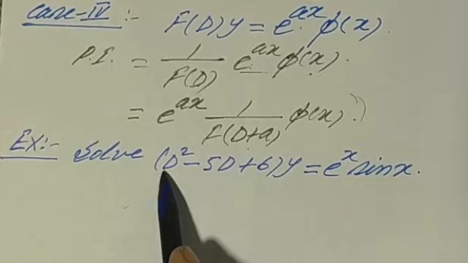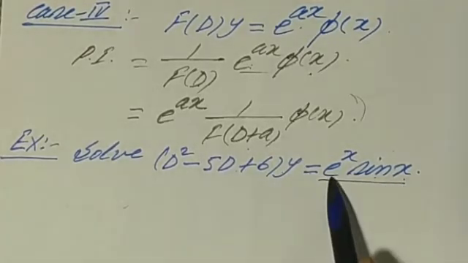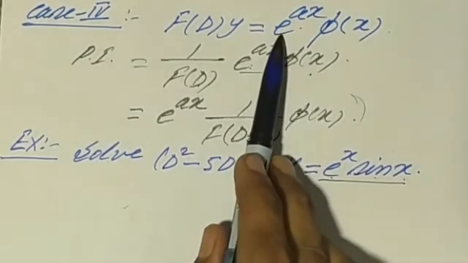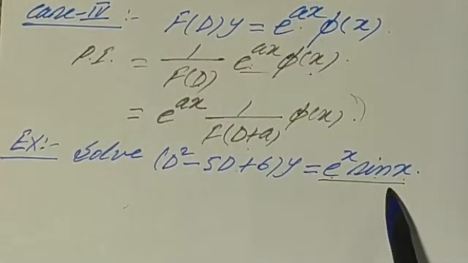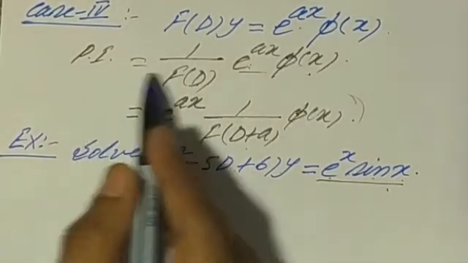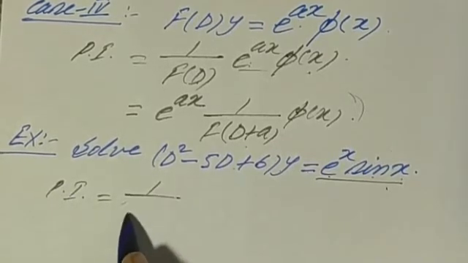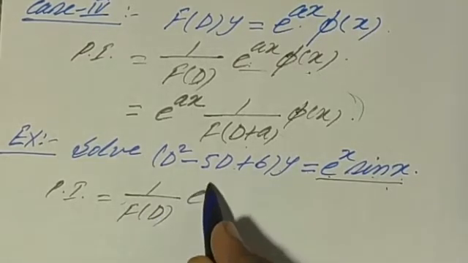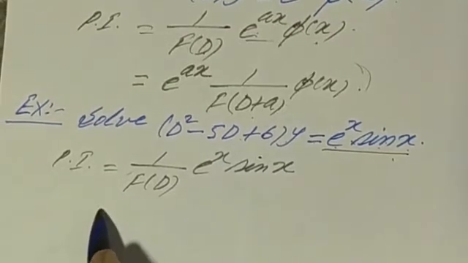So here f(D)y is equal to e raised to the power x sin x. So this is the product of two functions. One function is exponential and the other one is sin x. So the same situation, e raised to the power ax times phi(x), that is phi(x) is sin x here in this particular problem. So we need to apply this condition. So our particular integral is equal to 1 upon f(D), e raised to the power x sin x.